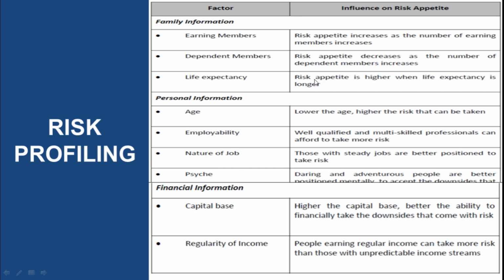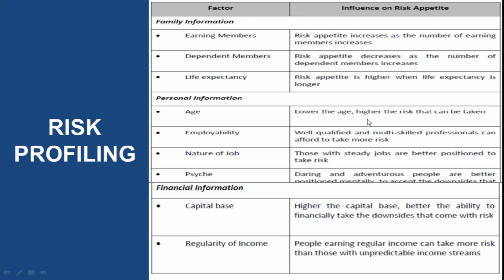Life expectancy. Risk appetite is higher when life expectancy is longer. So the same logic, when you are young, you can take higher risk. When you are going towards the phase of pre-retirement and retirement, at that particular time, you should not take higher risk in your investment. You should rather invest in debt instruments and capital protection funds. So this is what the factor is defining over here.